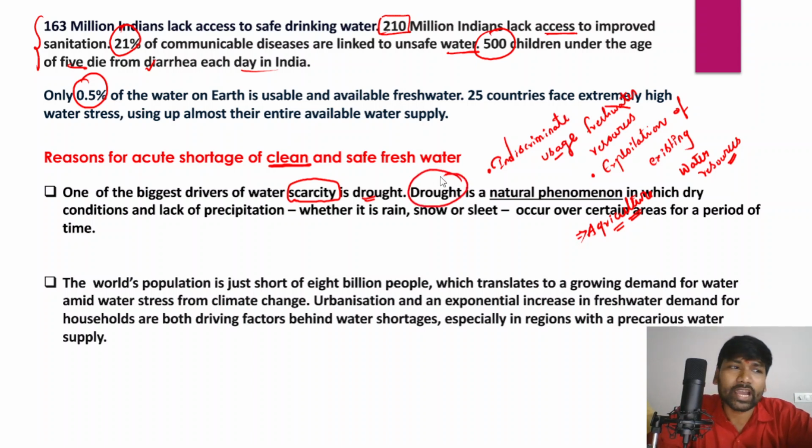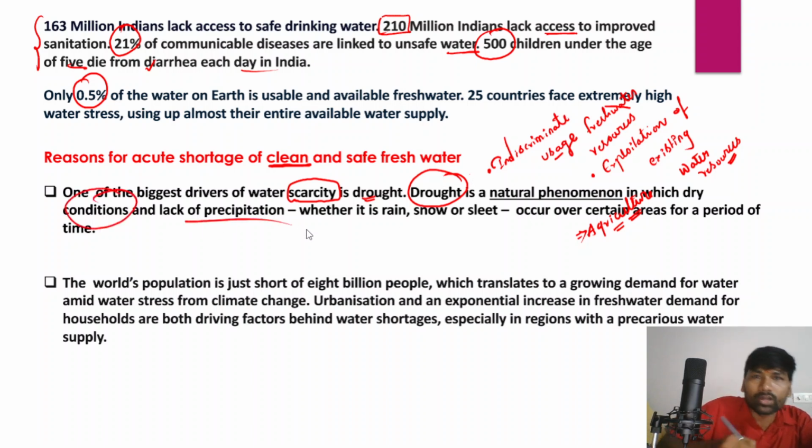But in recent times, drought has become a more common phenomenon because of anthropogenic factors as well. So what is a drought? Drought means dry conditions and lack of precipitation. That is a very generic and very simple definition of what constitutes a drought. It is a lack of precipitation and dry conditions, whether it is rain, snow, or even sleet. They occur in certain areas over a period of time.